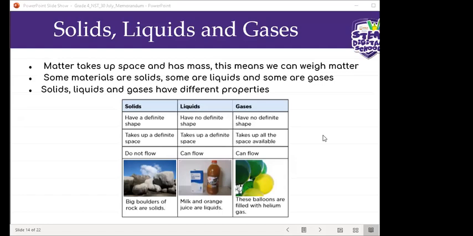Gases. Okay, ma'am. Gases have no definite shape. Yes, continue. Gases take up all the space available. Gases can flow. These balloons are filled with helium gas. Okay, so that's the gas that causes the balloons to fly high up in the air if we let them go. Right, thank you very much, Azile. You're welcome, ma'am. Awesome. All right, so let us move on.